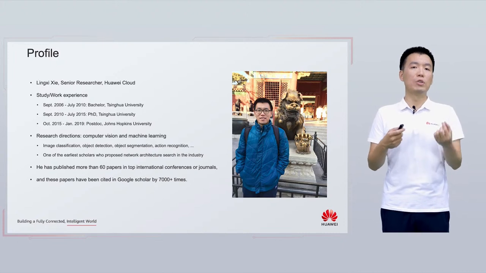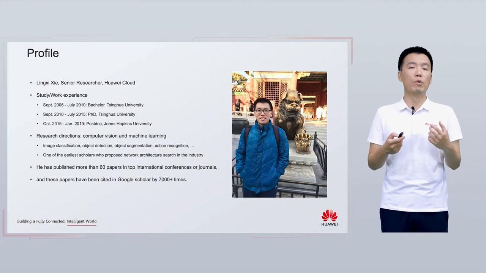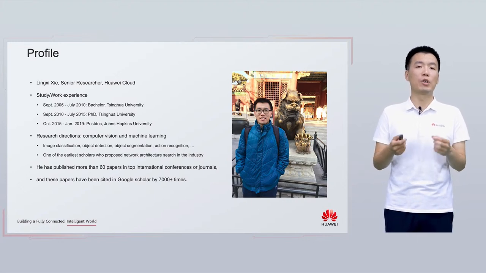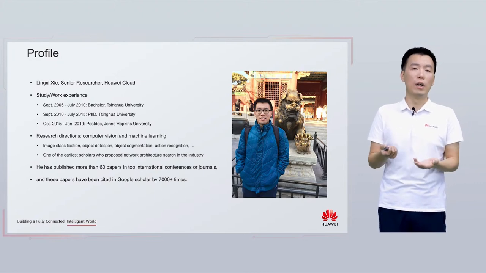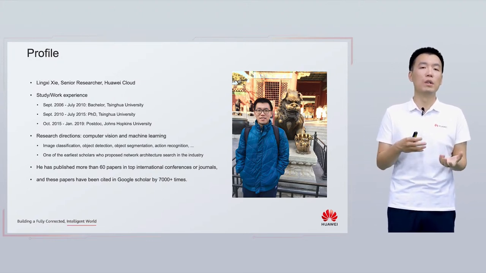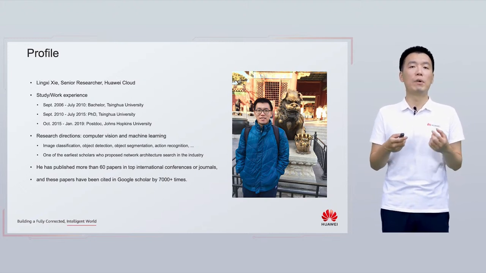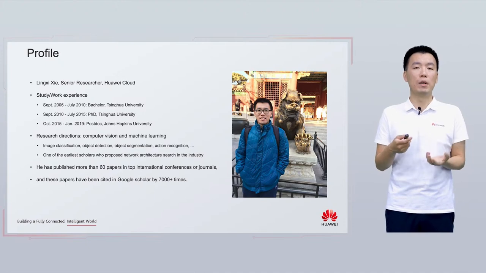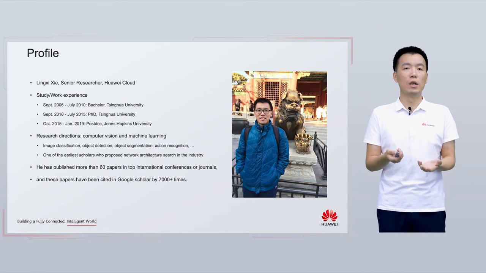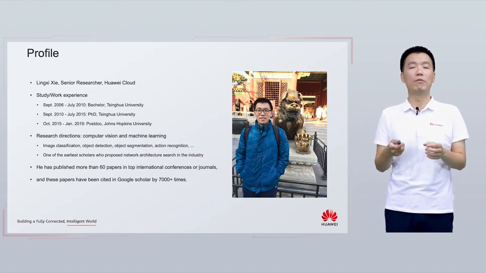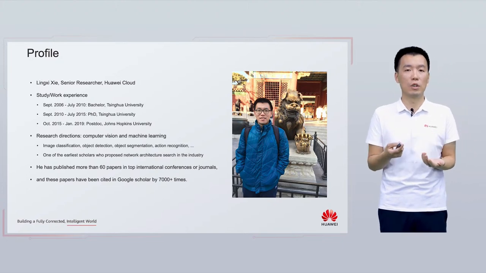My primary research area is computer vision and machine learning. In particular, I have worked on applications of image classification, object detection, semantic segmentation, and so on, and some basic tools like neural architecture search and self-supervised learning. I have published more than 60 papers in top tier international conferences and journals, and these papers have been cited more than 7,000 times. So this is my personal introduction.